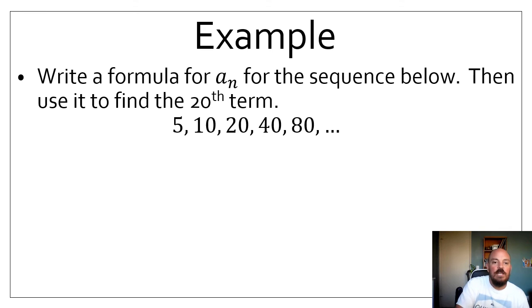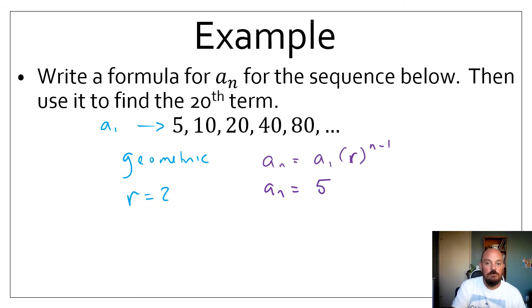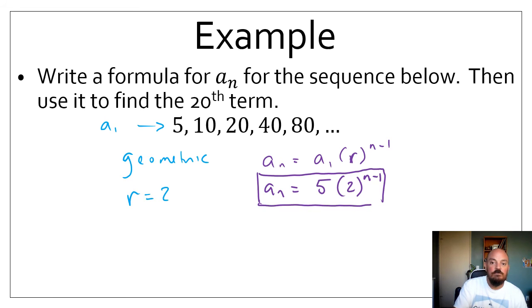I noticed two things. I noticed that it's geometric and that r equals 2. I also know that a_1 is 5, just by looking at it, that's the 1st term. And that's all you need. So to write a formula for a_n, we're going to use a_n = a_1 times r to the n minus 1. So a_n equals, now a_1 is 5, and r is 2. And that's it. This is actually easier than arithmetic to find the formula. You just put the numbers in and you're done.